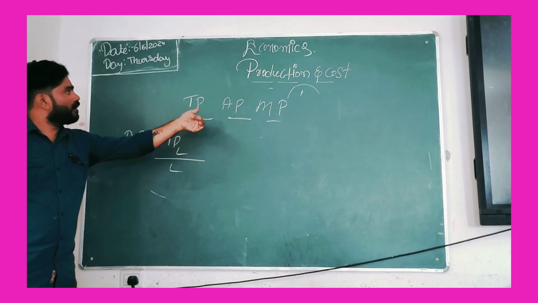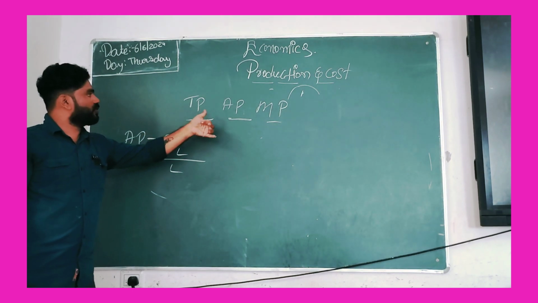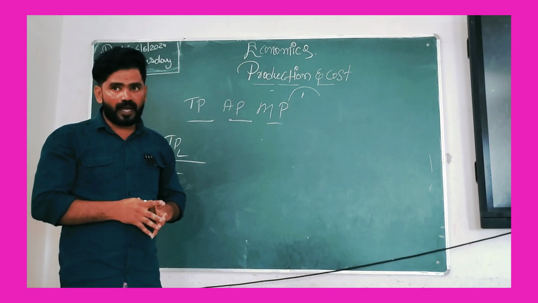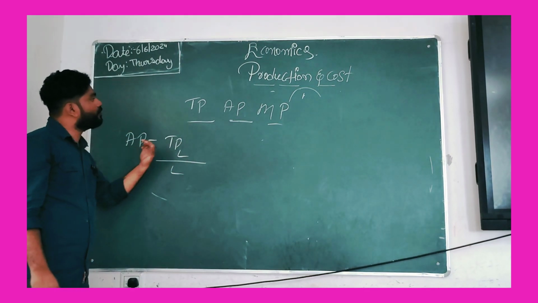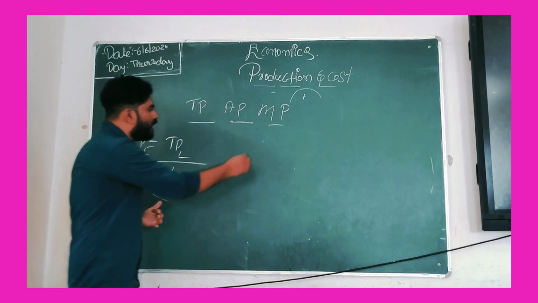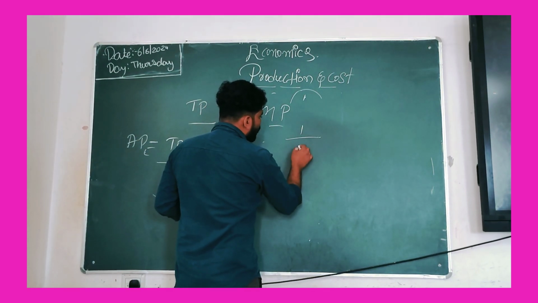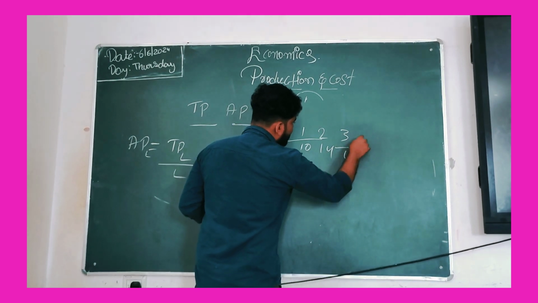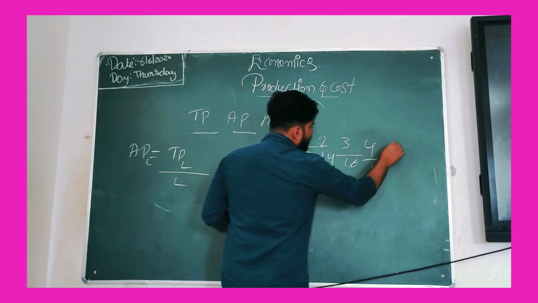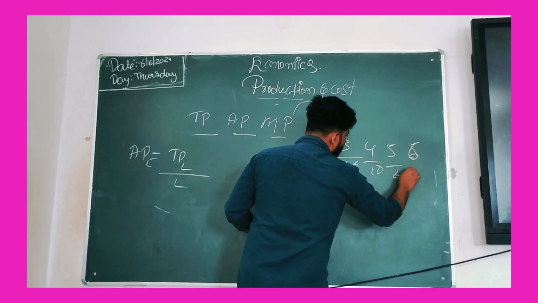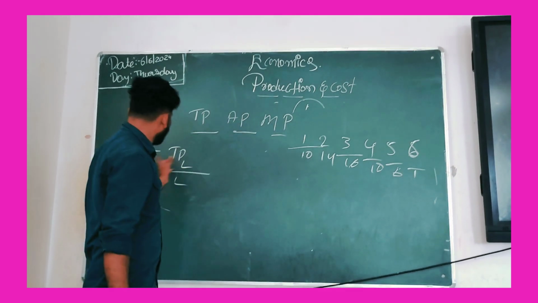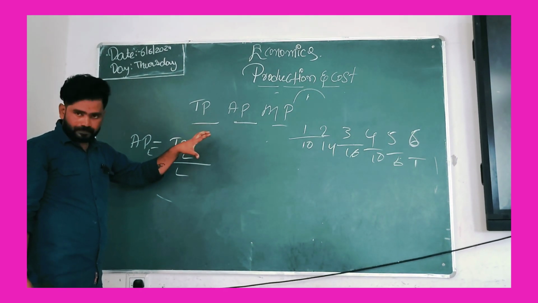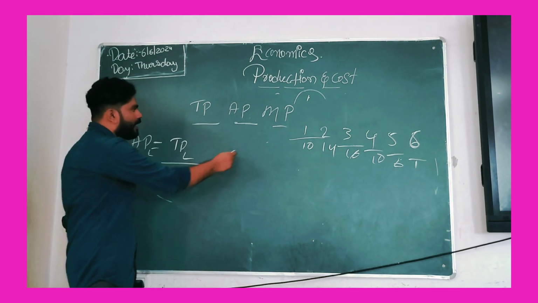Each and every one of total production, average production and marginal production has its own formula. It is the formula of AP. How to find out AP? Here, understand the values: 1, 10; 2, 14; 3, 16; 4, 10; 5, 6; and 6, 1. How to find out average production?